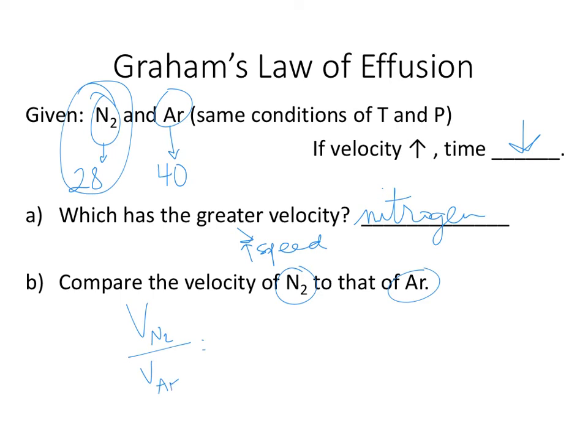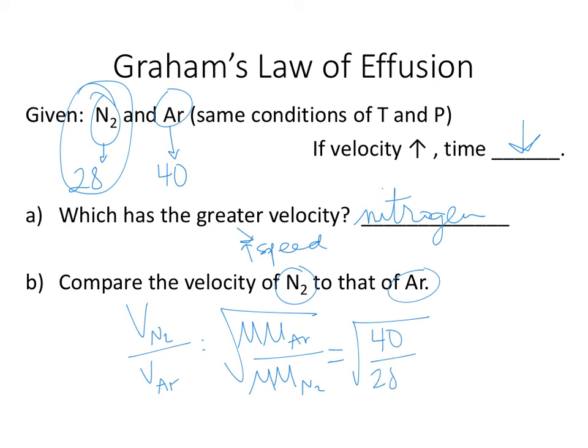And so the velocity is the square root of the inverse of the molar masses. I need molar mass of Ar compared to molar mass of N2. Molar mass is just the mass of a mole. That's just the mass off the periodic table. And argon we said was 40, and nitrogen we said was 28. So I need 40 divided by 28, which is, let's see, the square root of 1.43. Square root that right there, 1.2.